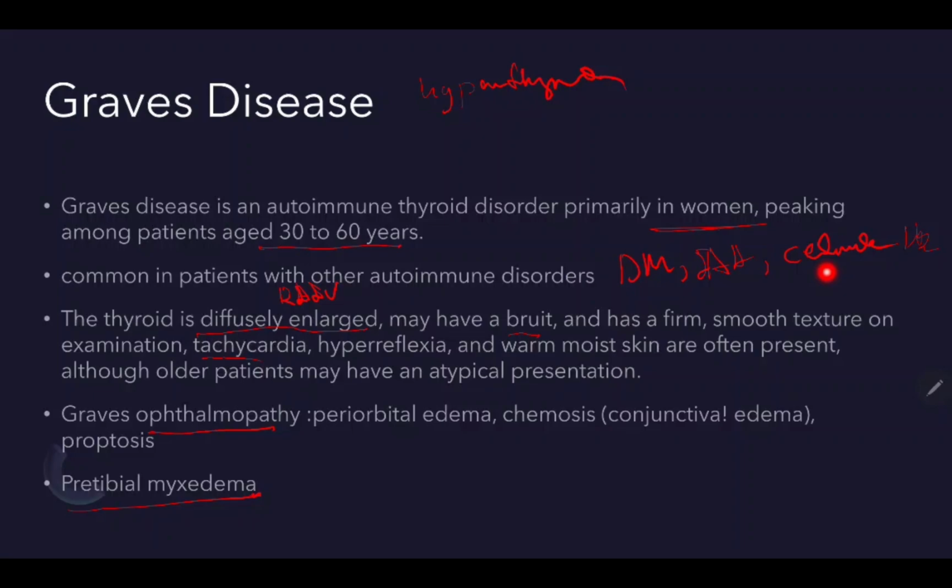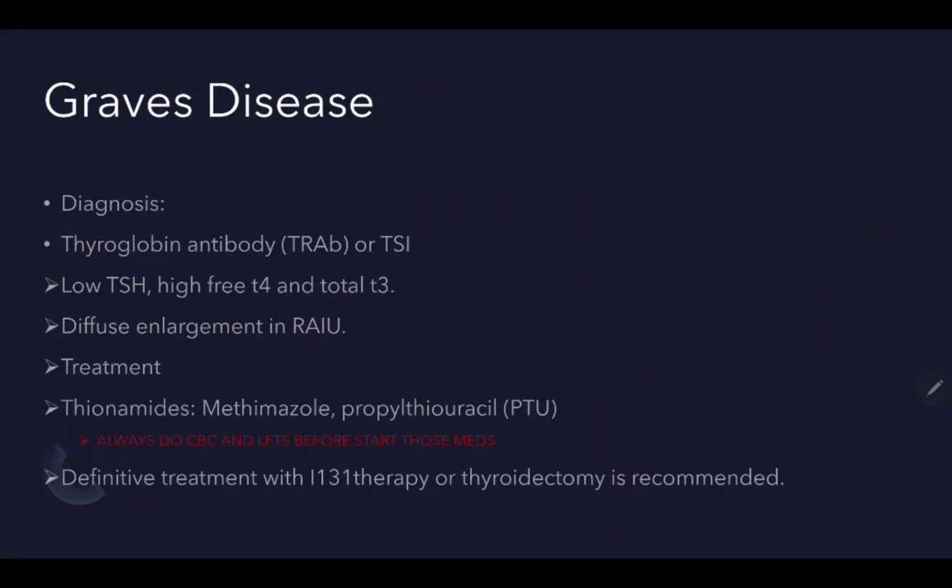Those are two classic pictures of Graves. You can search about them in Google and see them. So you have edema and chemosis, which is conjunctival edema. How to diagnose Graves? First of all, as we said, we go with our algorithm.